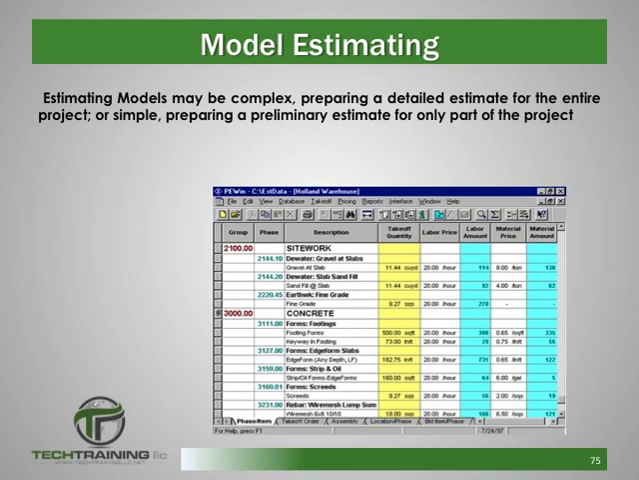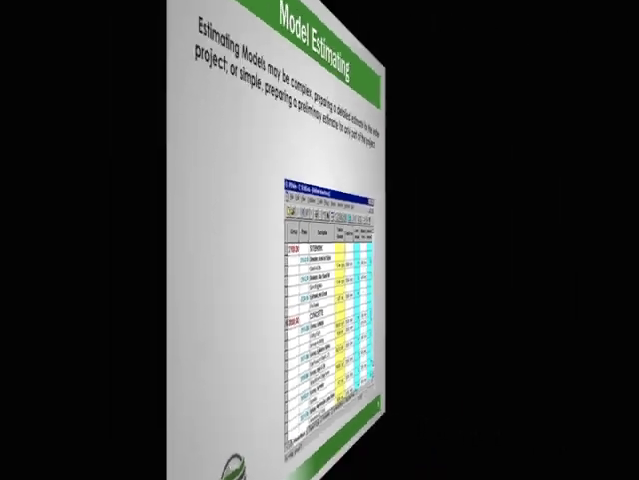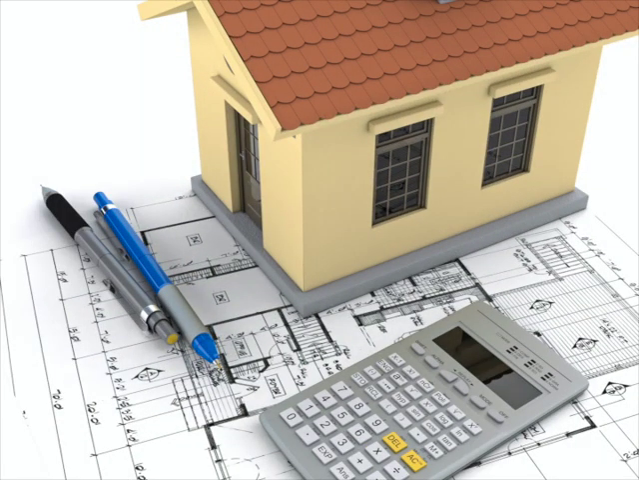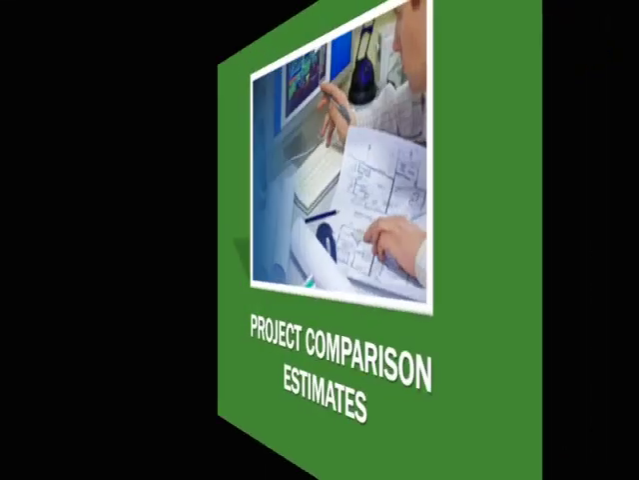But again, a big advantage to estimating models is the fact that they can be complex, preparing a detailed estimate for the entire building, or a simple estimate preparing a preliminary estimate for only a portion of the building. And again, it cannot be overemphasized, for any type of estimate such as model estimating which uses assumptions, be sure that your historical data is as accurate as possible.